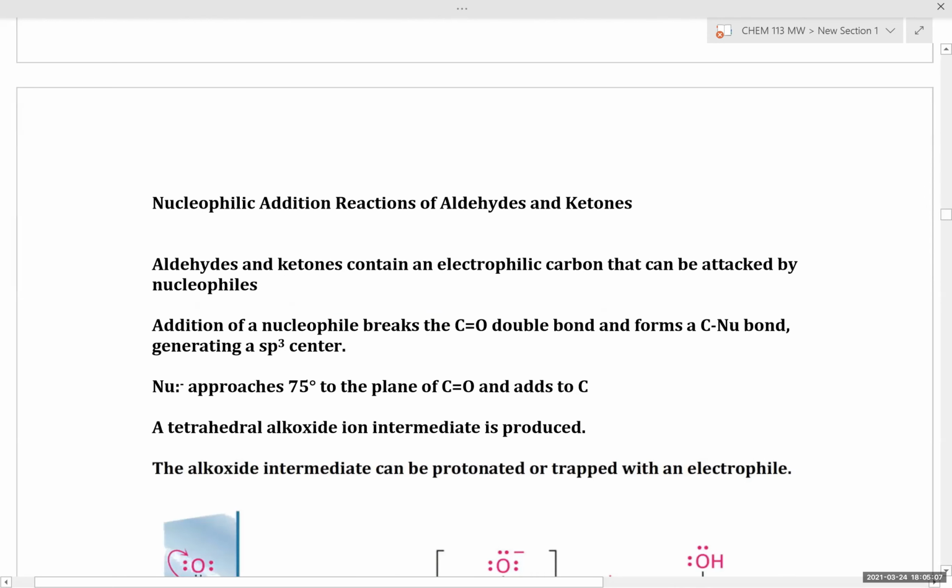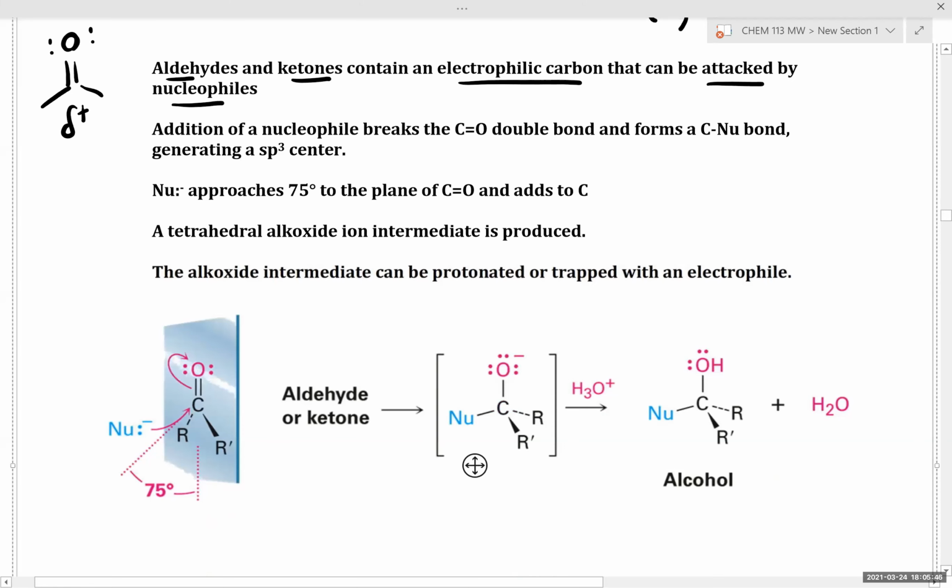So, what we're next going to talk about is this idea of nucleophilic addition reactions to aldehydes and ketones. We call this class of reactions 1,2 addition reactions. So aldehydes and ketones contain an electrophilic carbon that can be attacked by nucleophiles, right? The carbon associated with the carbonyl of your aldehyde and ketone is relatively electrophilic. As such, this carbonyl carbon can be attacked by nucleophiles. An addition of a nucleophile breaks the carbon-oxygen double bond and forms a carbon-nucleophile bond, generating an sp3 center.